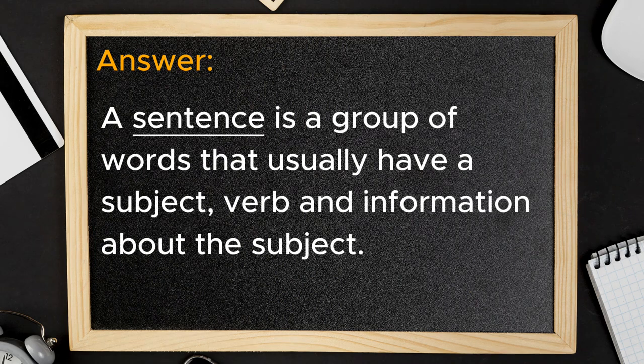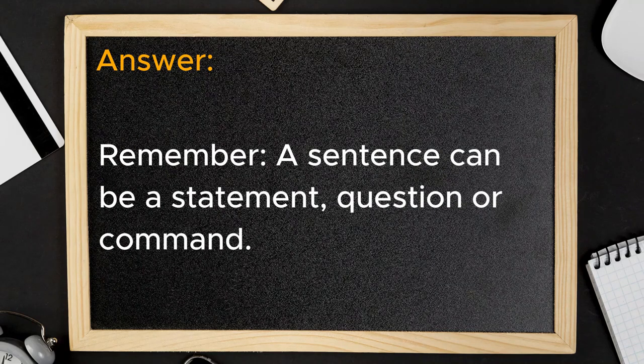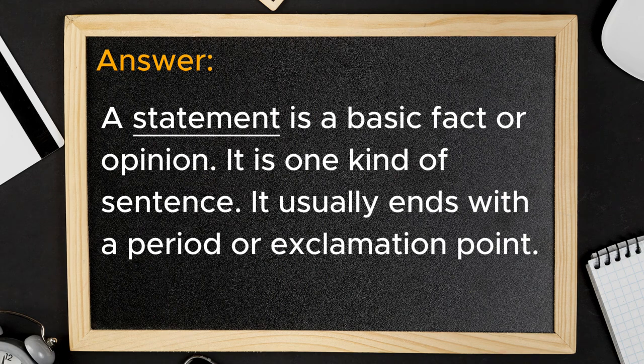A sentence is a group of words that usually have a subject, verb, and information about the subject. Remember, a sentence can be a statement, question, or command. A statement is a basic fact or opinion. It is one kind of sentence. It usually ends with a period or exclamation point.